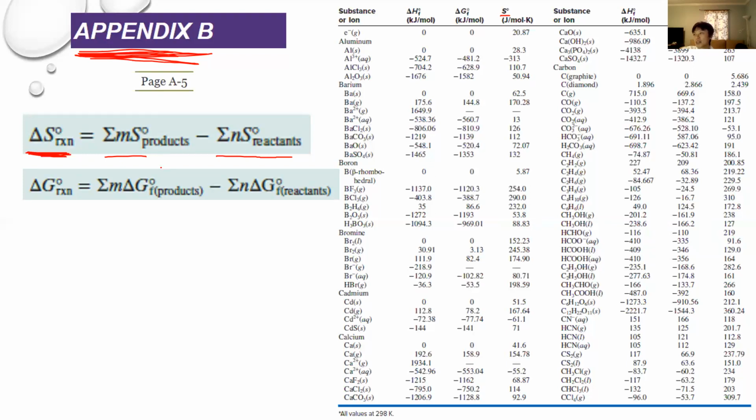This is the same way we calculate the heat of the reaction, delta H of the reaction. And similarly for delta G, you can use this same form of calculation. For delta H, you use the heat of formation. For delta G, you use the free energy of formation. And for delta S, you use the standard entropy. They're all the same equation, just different terms.